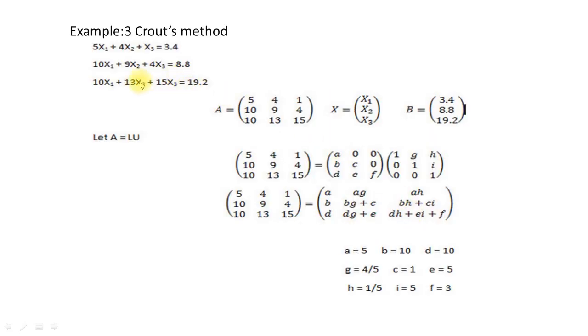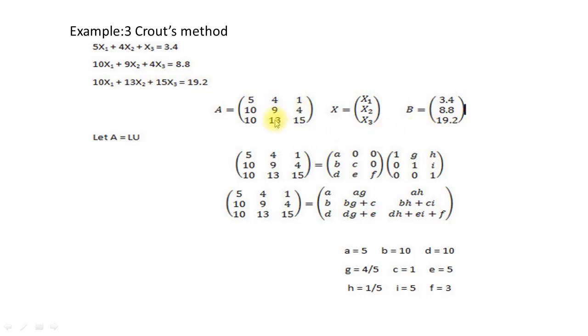Now another system: 5x1 plus 4x2 plus x3 is equal to 3.4, and 10x1 plus 9x2 plus 4x3 is equal to 8.8, and 10x1 plus 13x2 plus 15x3 is equal to 19.2. So first of all, write the system in matrix form. This is matrix A, the coefficients matrix, this is the unknown matrix, and this is the constant matrix. At the right hand side, we obtain 3.4, 8.8, and 19.2.